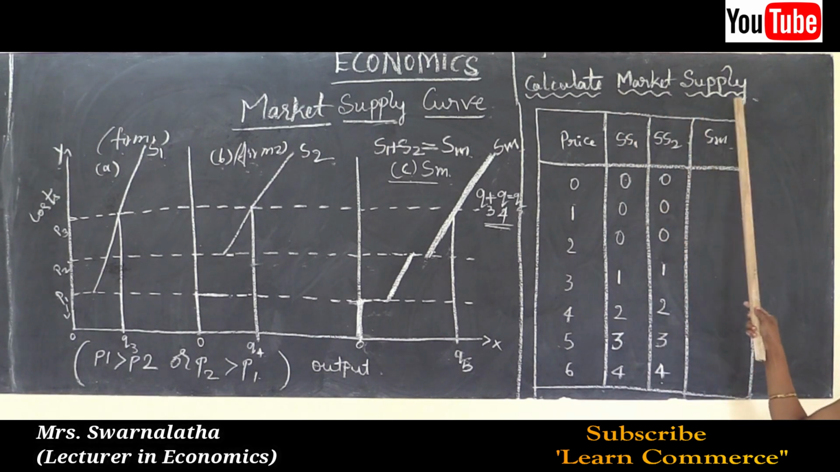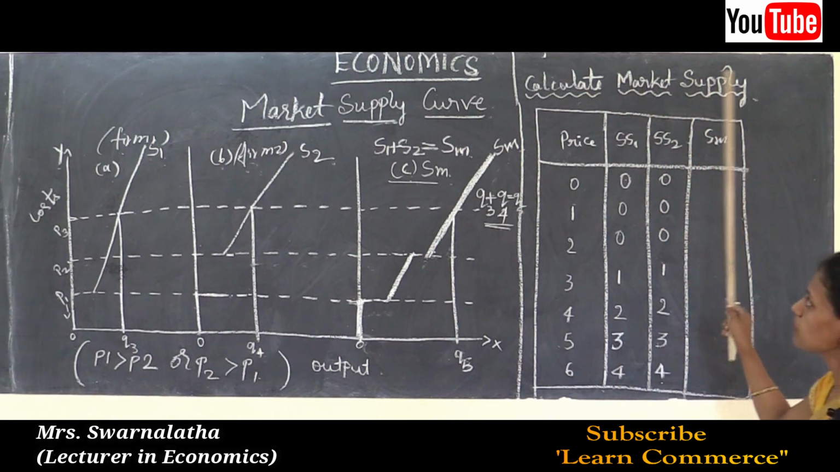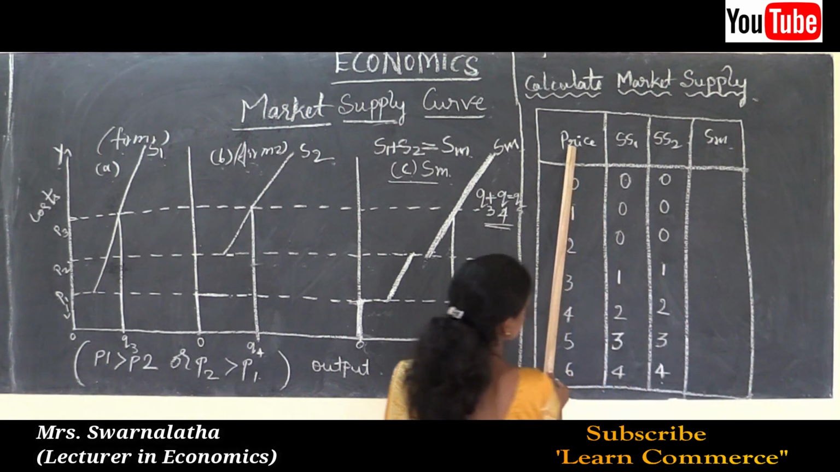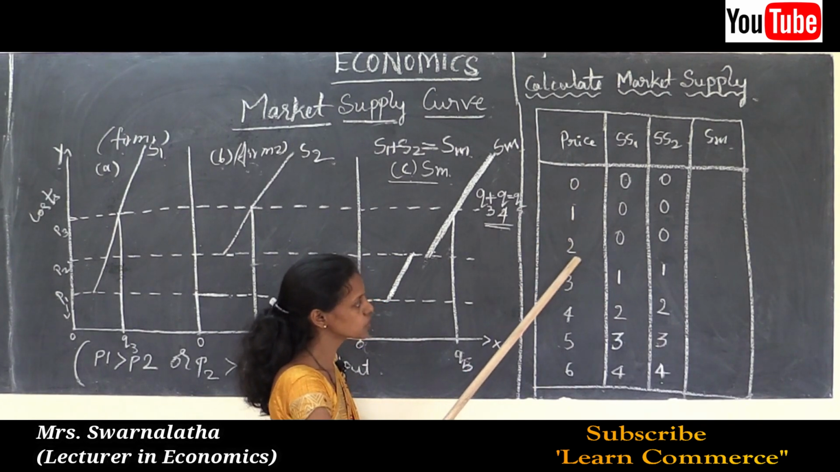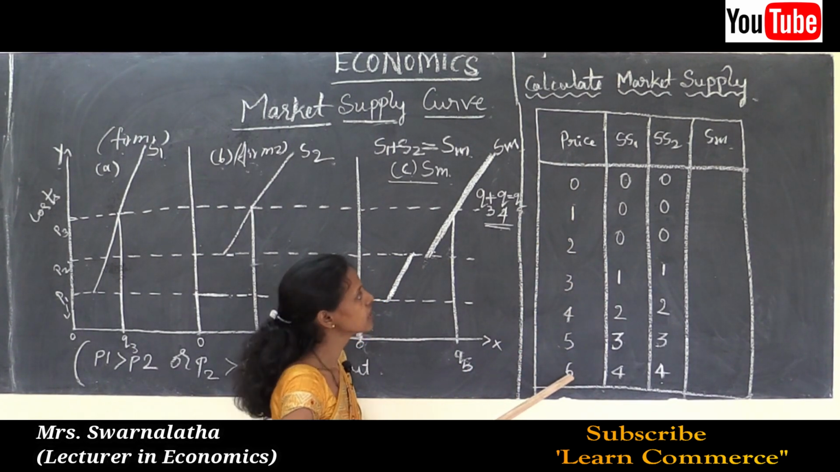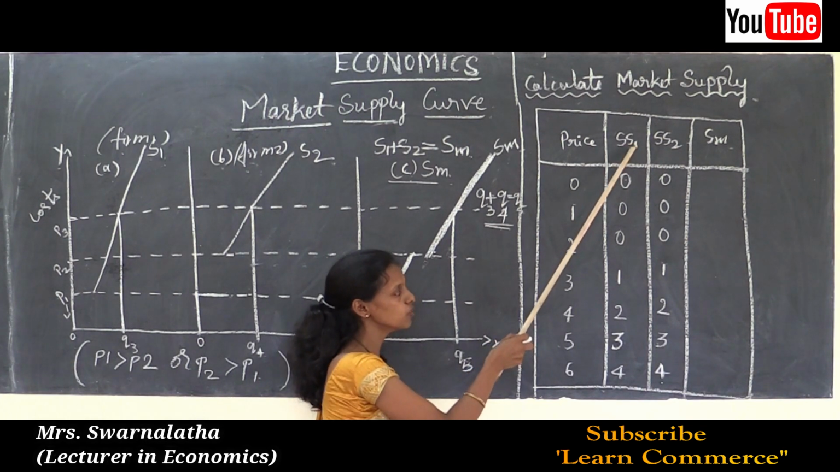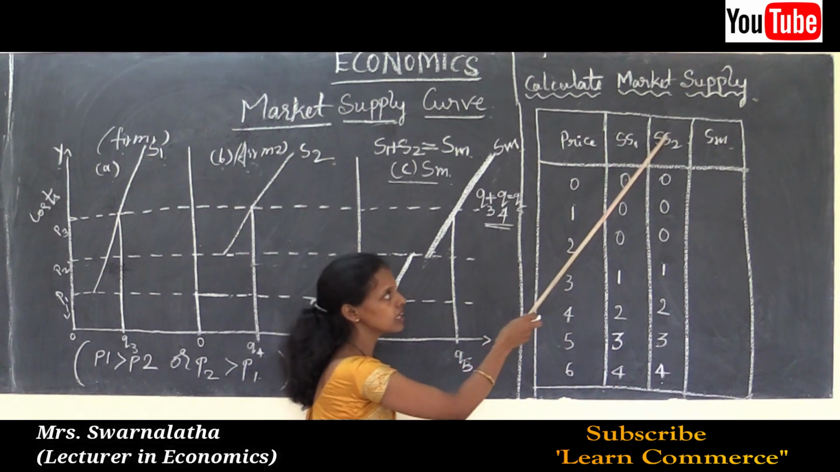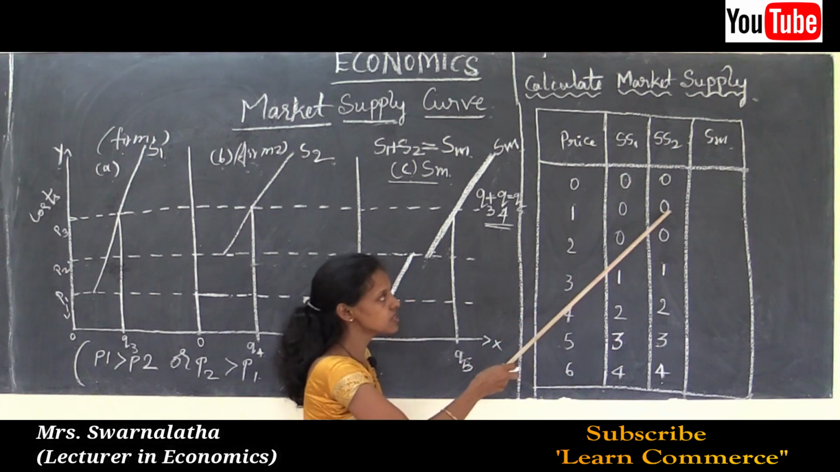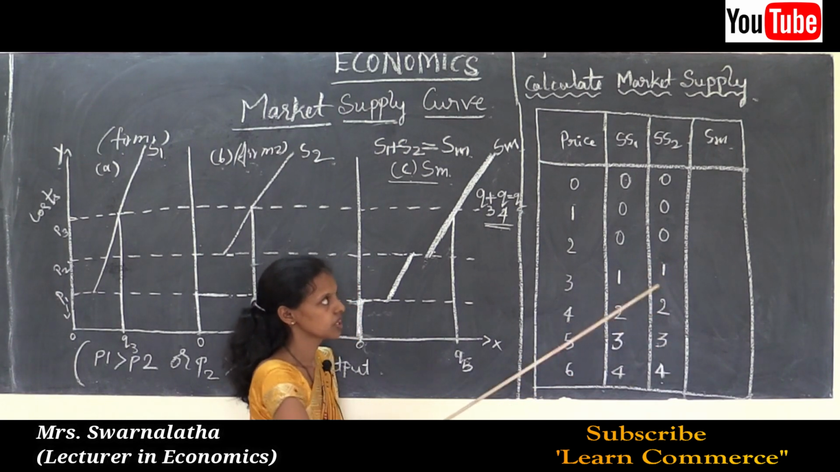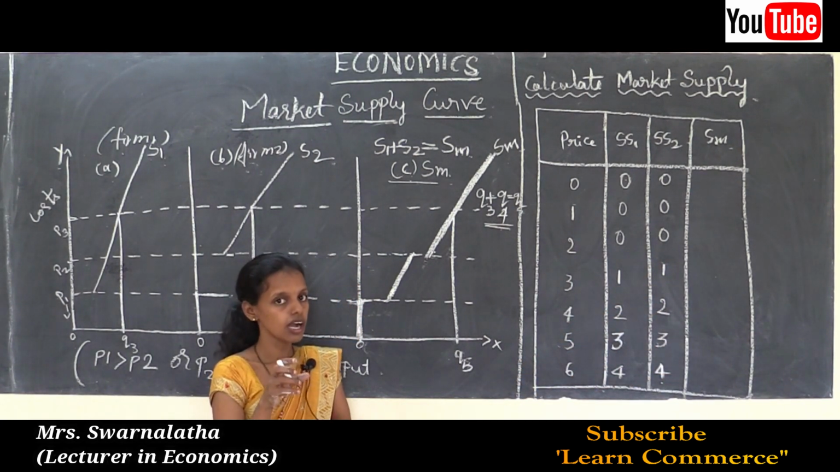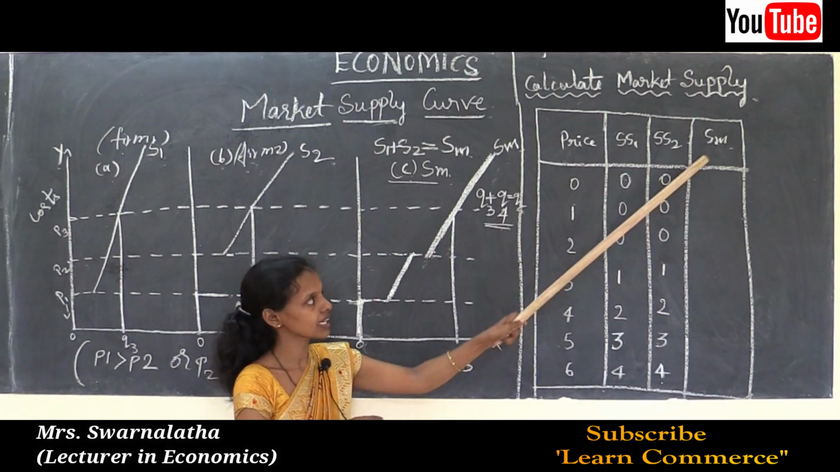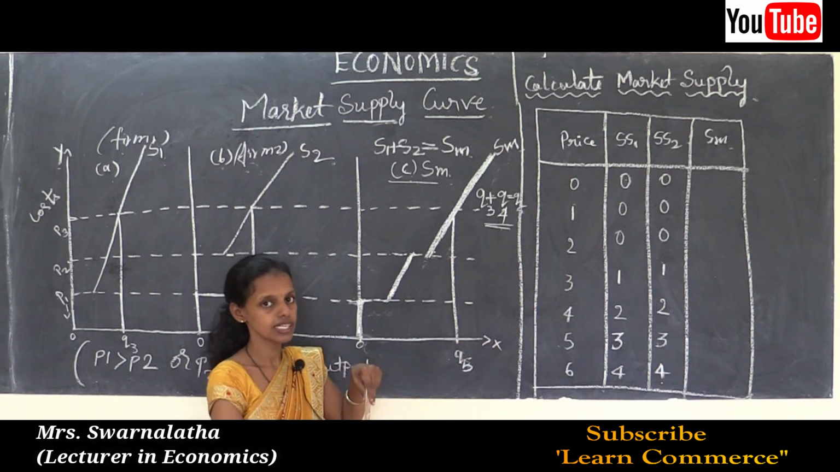Calculate the market supply curve. So, calculate the market supply when a fixed number of firms are there. Suppose prices are given as 0, 1, 2, 3, 4, 5, 6, and the supply of firm 1 is 0, 0, 0, 1, 2, 3, 4. The supply of firm 2 is 0, 0, 0, 1, 2, 3, 4. So, as we studied earlier, adding both firm 1 and firm 2 supply, we are going to get the market supply. Let us see how to get it.